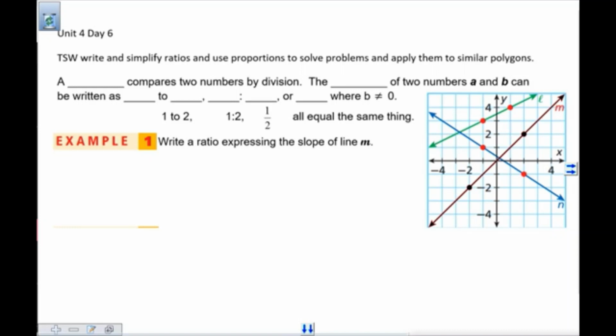Today we're going to be looking at ratios. Ratios compare two numbers by division. And we've got a few different ways we can write a ratio. First one is A to B with the word "to" in between, A to B with a colon in between, or A to B as a fraction, so long as B does not equal 0, because remember in this class, division by 0 is undefined.